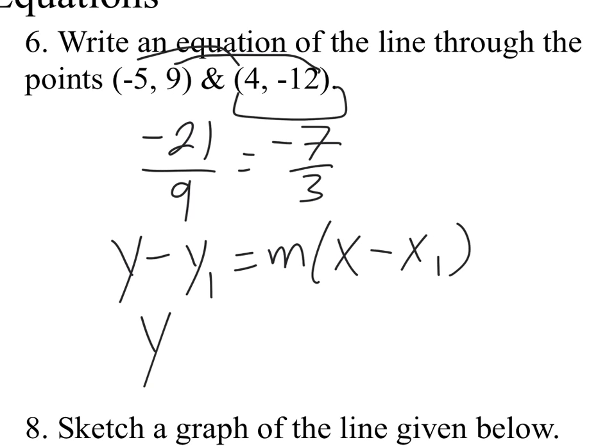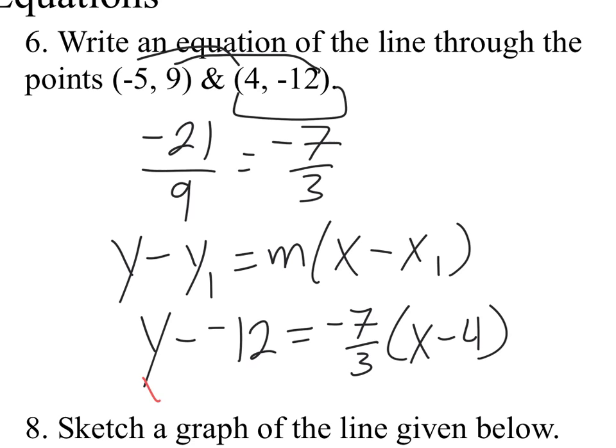I can go, let's go, y minus negative 12 is equal to negative 7 over 3, x minus 4. Alternatively, I could do y minus 9 is equal to negative 7 over 3, x minus negative 5.